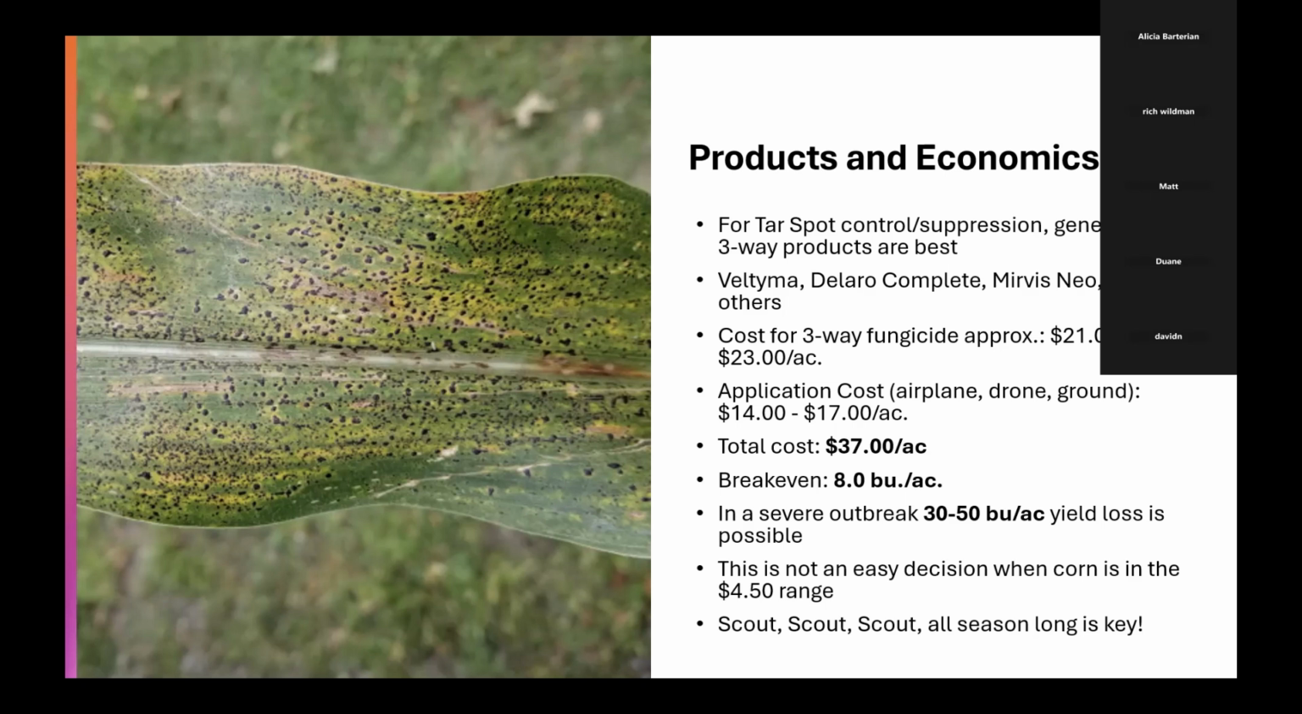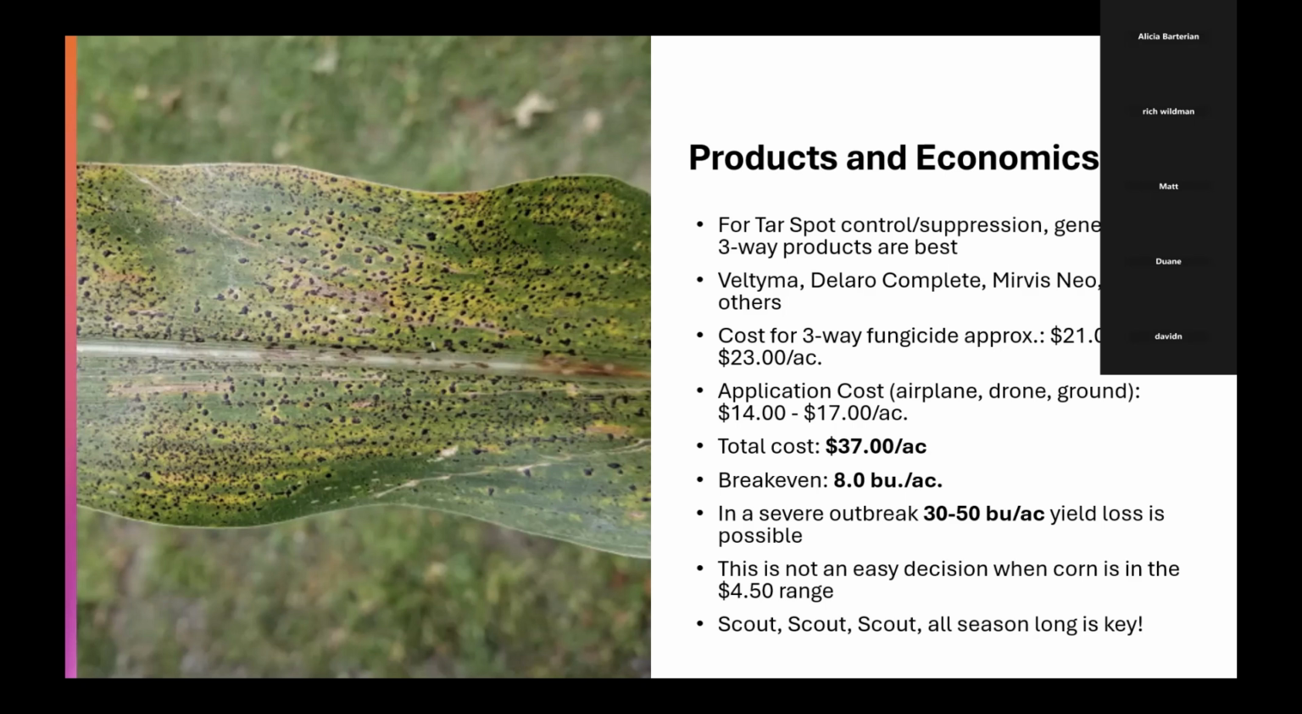We've had some guys thinking about using Quilt XL. Quilt XL has some activity on tar spot, but it's really not that good a product for that particular disease. You're going to need to look at Aveltima, Delaro, Mirabis Neo, and there's some others I didn't put on the list. I just listed the ones that are most popular.